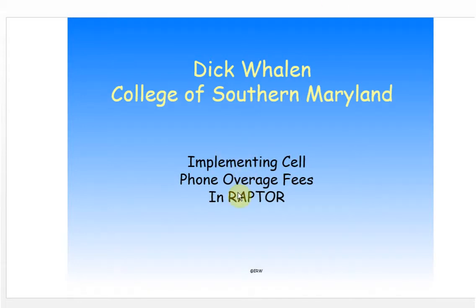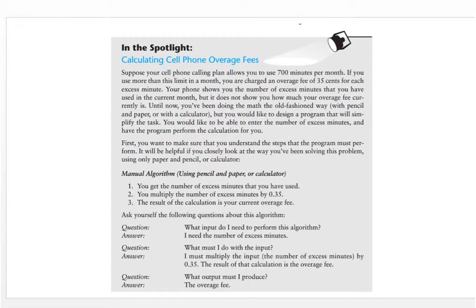Hi, I'd like to talk about a problem in Chapter 2. It's called Implementing Cell Phone Overage Fees. I'd like to look at the problem as the book has it, and then I'd like to implement that program in Raptor. Basically, the requirement says, suppose your cell phone plan allows you 700 minutes a month.